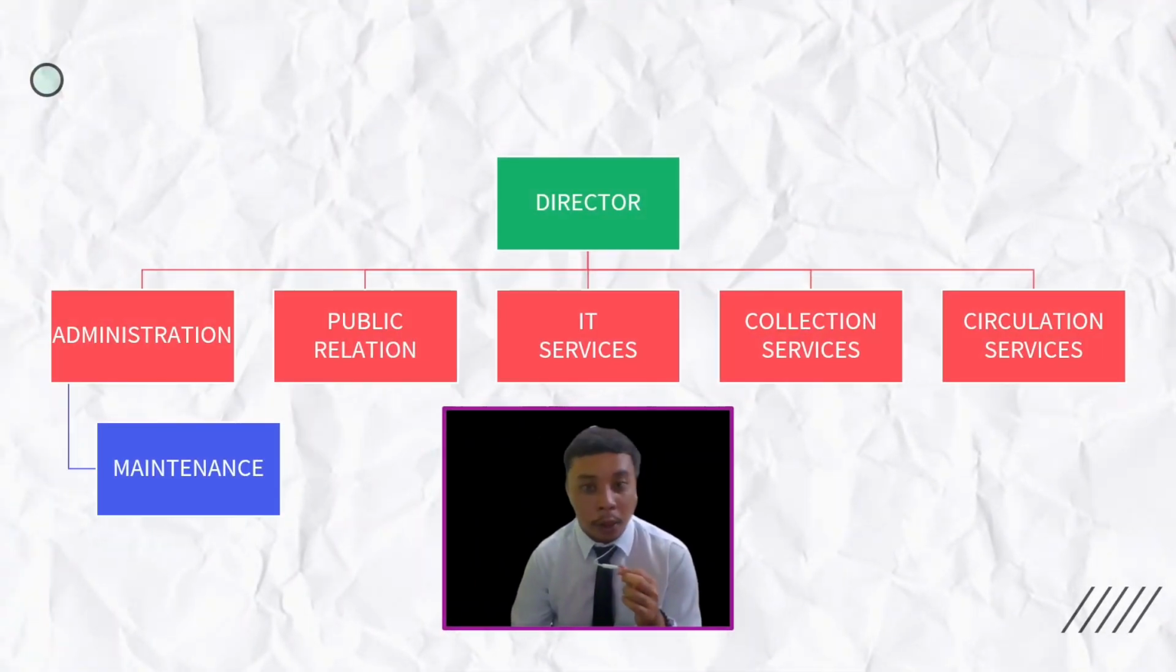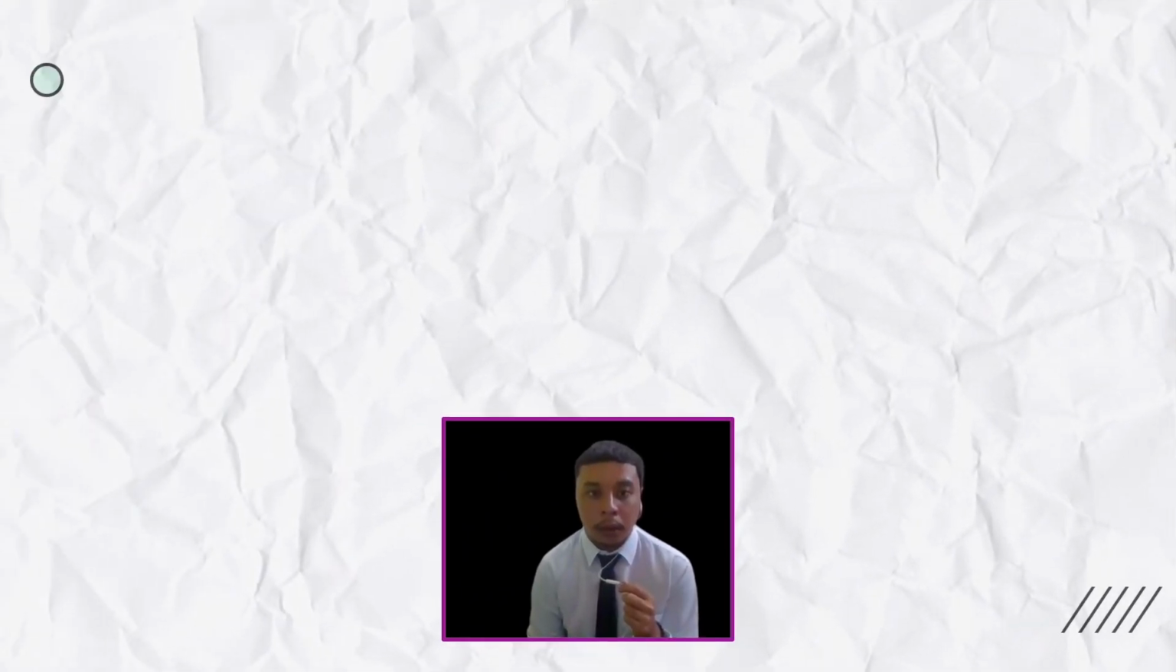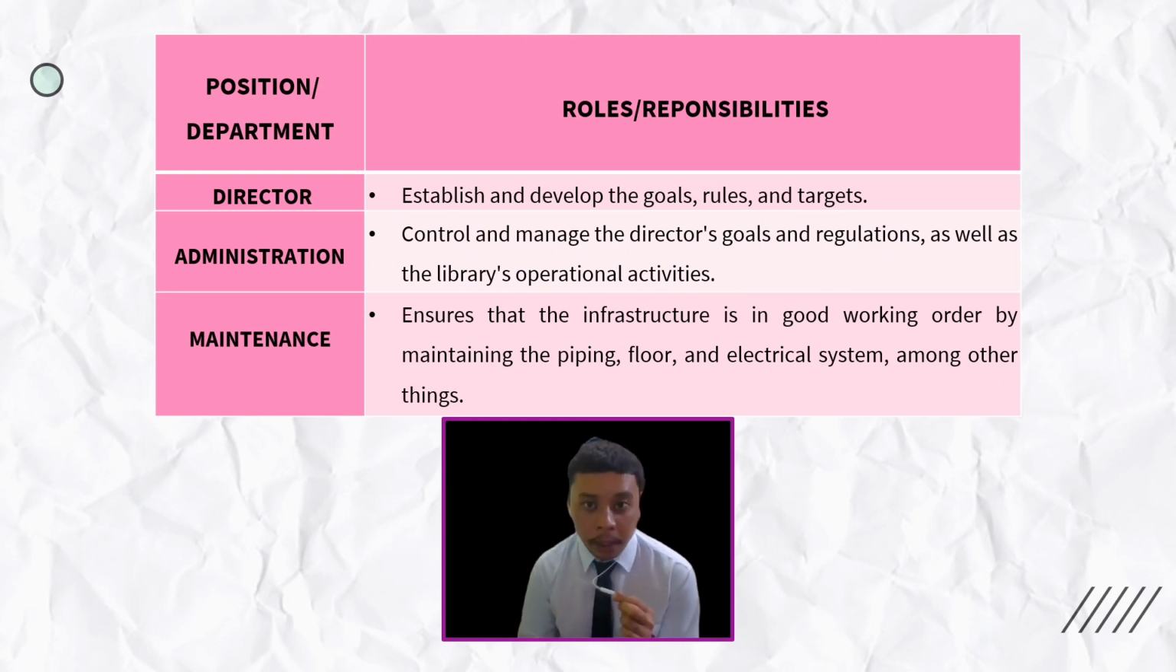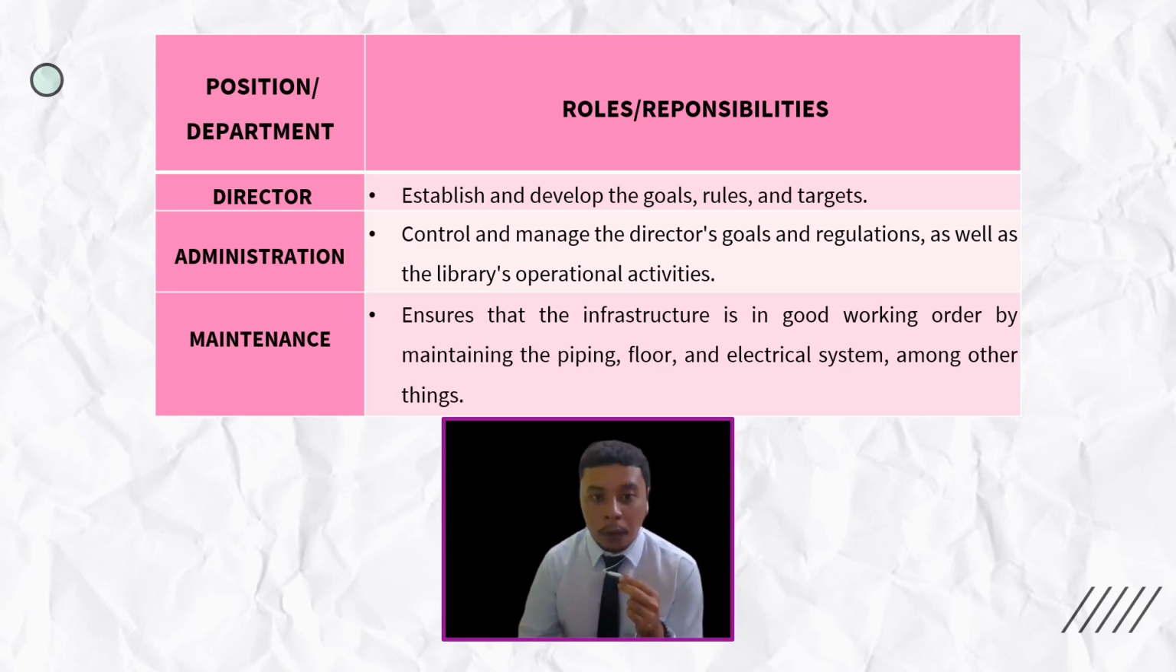On the top is the director. Under the director, there are five sections, which are administration, public relations, IT services, collection services, and circulation services, and under the administration there is maintenance. Every position and every department has their own roles or responsibilities. The director is to establish and develop the goals, rules, and targets. The administration is to control and manage the director's goals and regulations, as well as the library's operational activities. The maintenance is to ensure the infrastructure is in good working order.